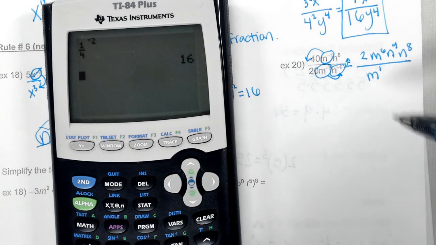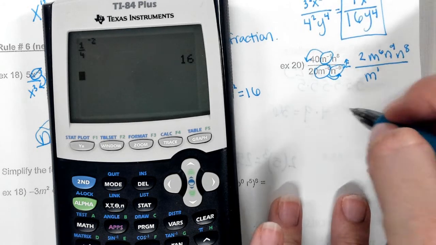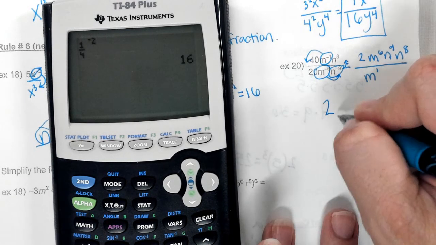First off, what am I going to do with the m's? Can you combine them? How? What rule am I going to follow? What are they doing? Add, subtract, multiply, or divide? Add. Well, isn't this division? So subtract. So I'm going to subtract my exponents. So where are there more, top or bottom? Top. And what is 6 minus 1? 5.